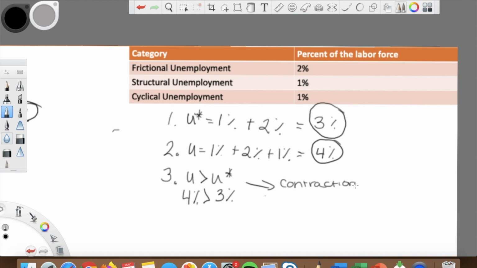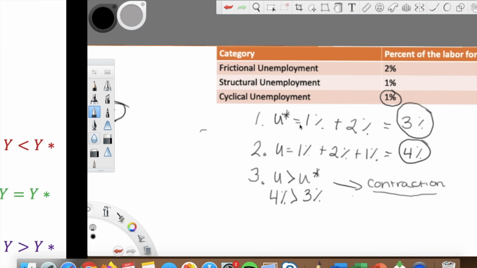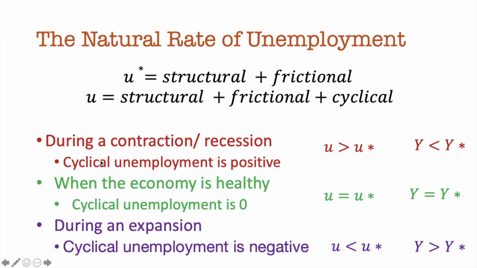So remember, contraction is kind of the general term. Recession is a special name we give to severe contractions. Alternatively, you could look at this problem by seeing that there is a positive number here for cyclical unemployment. So heading back over here, we've got cyclical unemployment is positive. That means we're in a recession, this kind of red zone here.